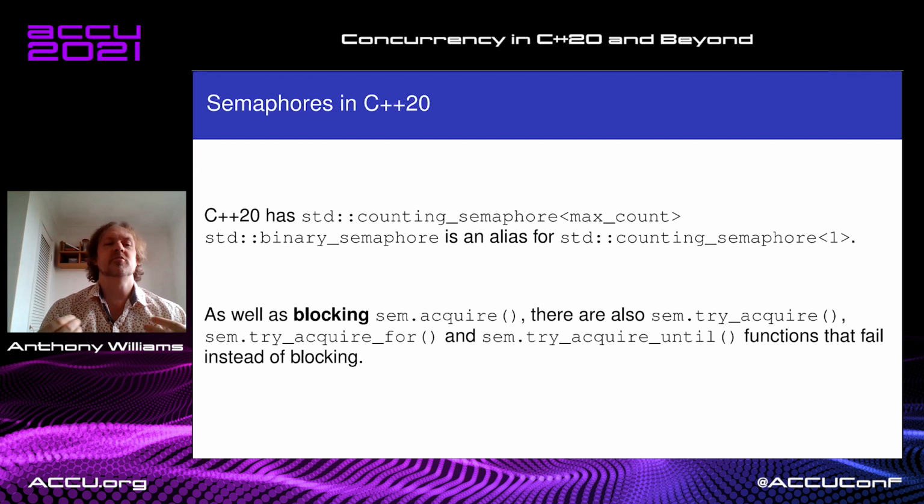But because binary semaphores are a thing, whereas we have our counting semaphore with a maximum count as a general thing, std::binary_semaphore is a special alias for std::counting_semaphore with 1 as the maximum count. And it is permitted but not required that it therefore be a specialization with a slightly different implementation. As I mentioned already, you can block with acquire, but there's also try_acquire, and then there's try_acquire_for and try_acquire_until, which have timeouts on them.